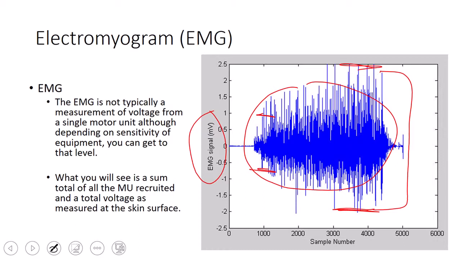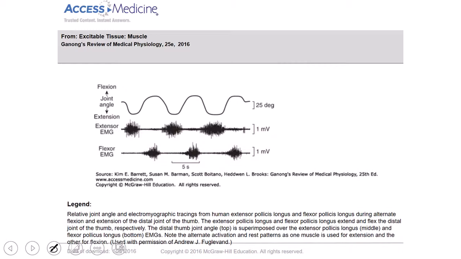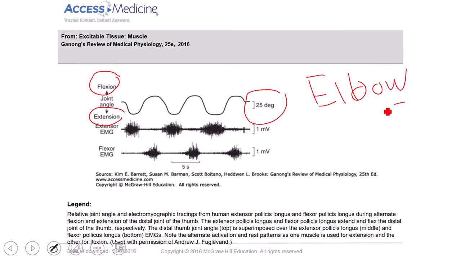So here's a nice EMG analysis. This actually was done in the thumb. What we're looking at here is flexion and extension of the thumb itself, at approximately a 25 to 50 degree range of motion. This is a graph of the thumb, but you can look at this as the elbow too, because the same concept works and it's a little easier to understand.